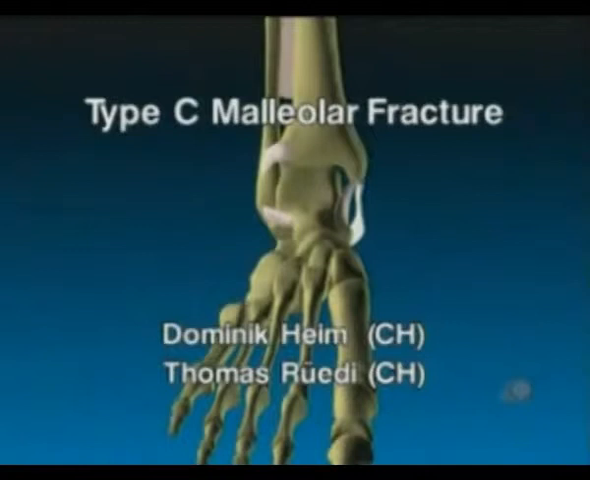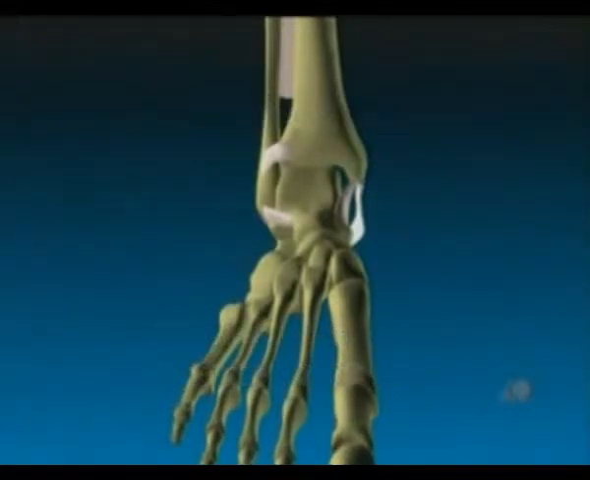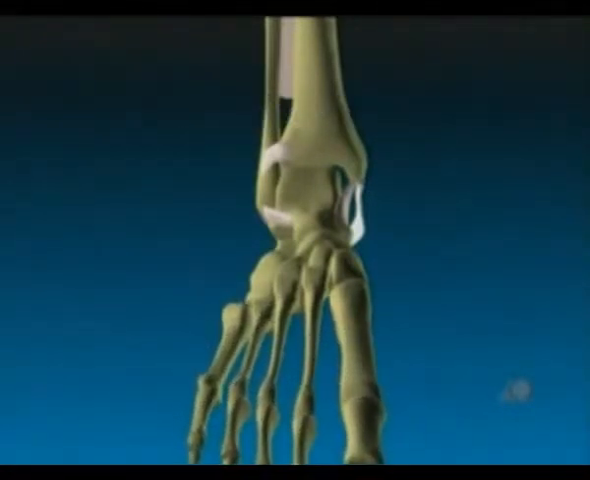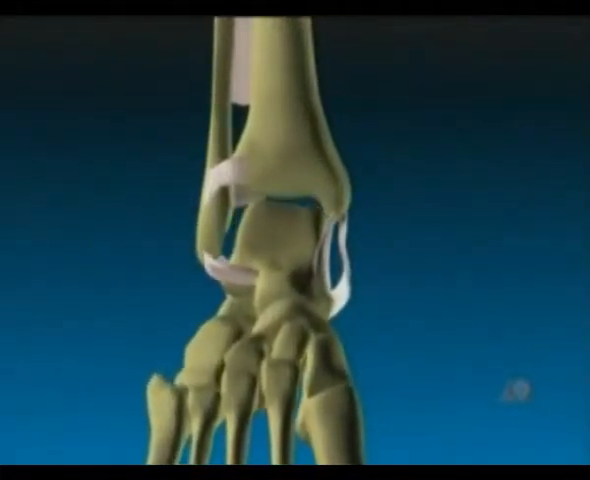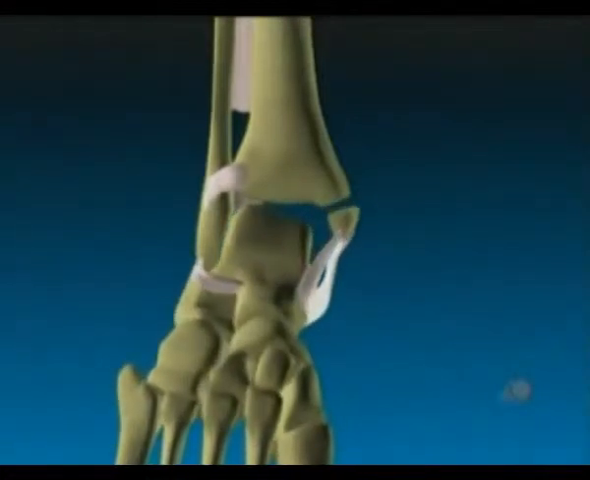Type C malleolar fracture. A type C malleolar fracture occurs when the foot is in pronation and an extended rotation force is applied to the ankle joint. The first injury to occur is a deltoid ligament rupture or a medial malleolar avulsion fracture.